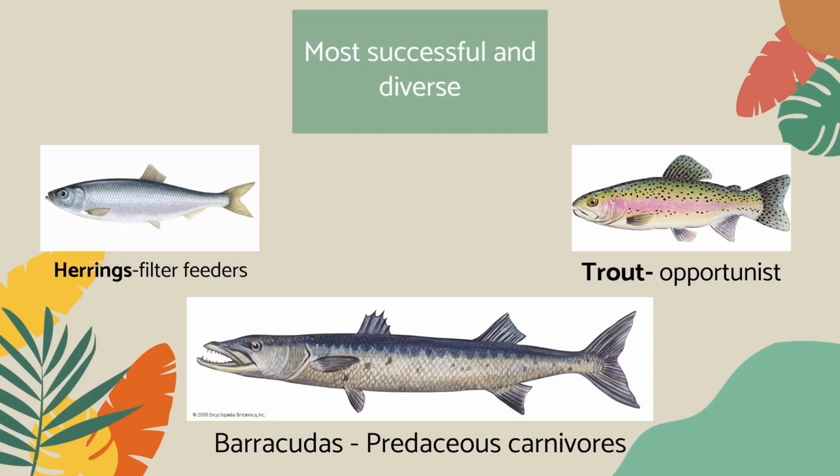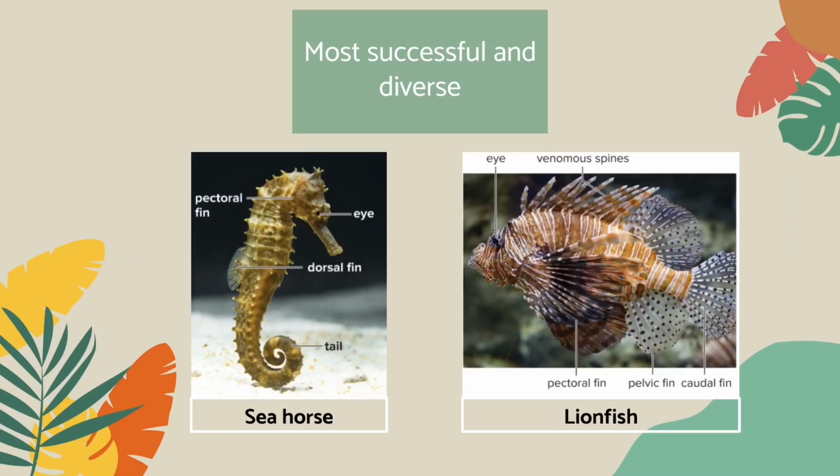Bony fishes are also the most successful and diverse species. They include herrings, which are filter feeder fish, trout, which are opportunists, and predaceous carnivores such as barracudas. Piranha are also predaceous carnivores. These are other examples of how diverse bony fishes are. They can be seahorses and also lionfish.